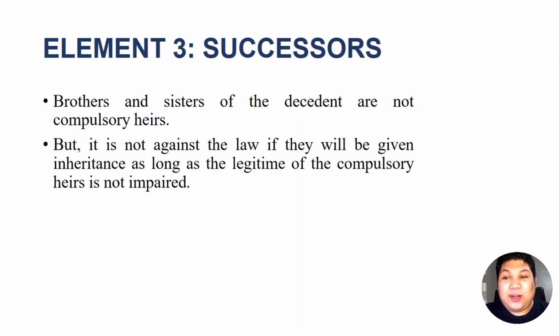Okay? So, however, it is not against the law if they will be given inheritance as long as the legitime of the compulsory heirs is not impaired. So, as I have said, if there is a free portion, then the decedent could distribute this free portion to anyone, including his brothers and sisters. But naturally, legally speaking, brothers and sisters of the deceased person are not compulsory heirs and will not be called upon to succeed to the inheritance.